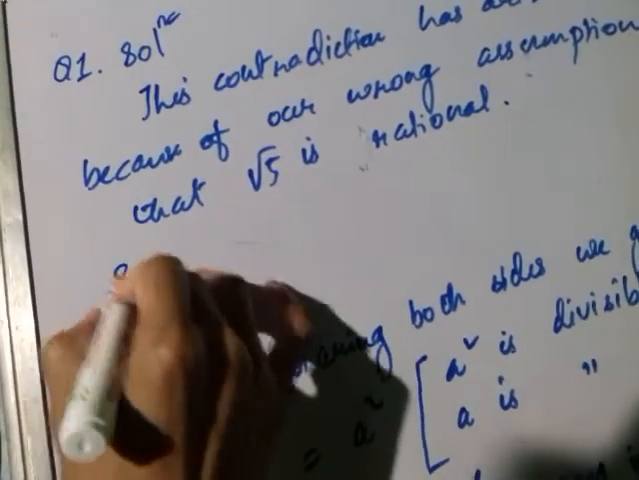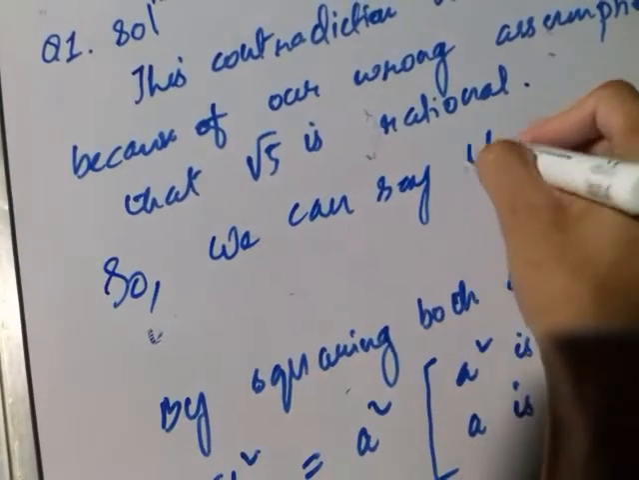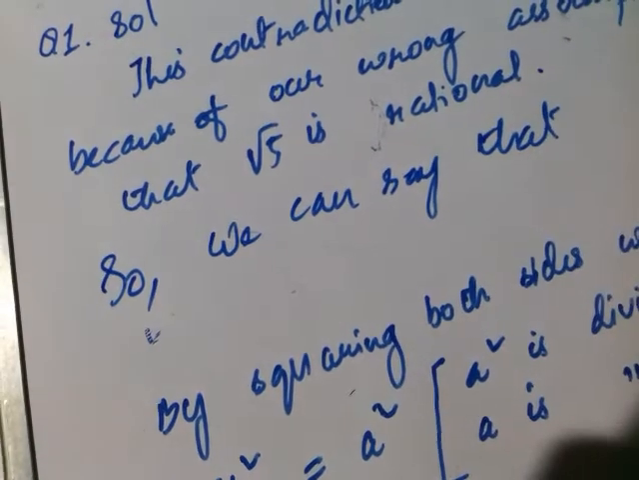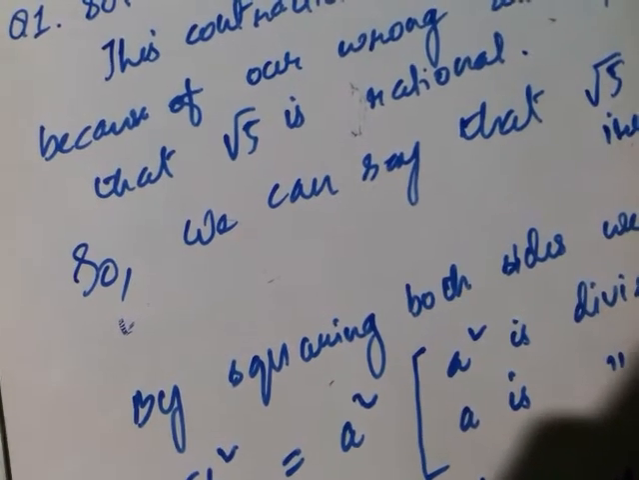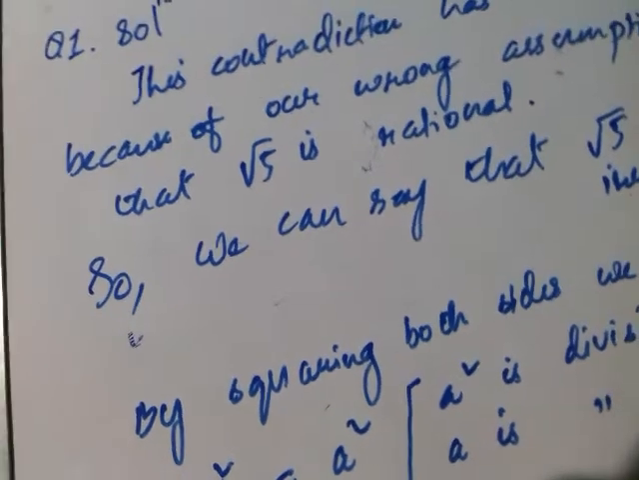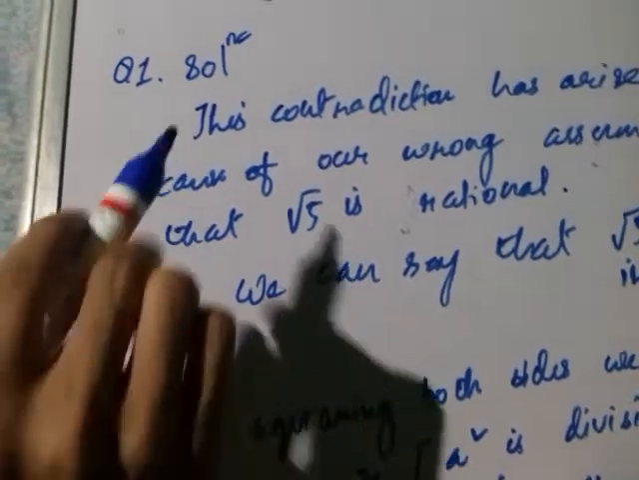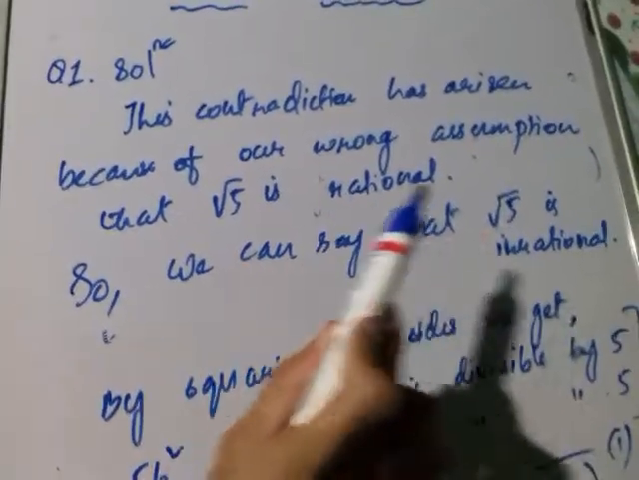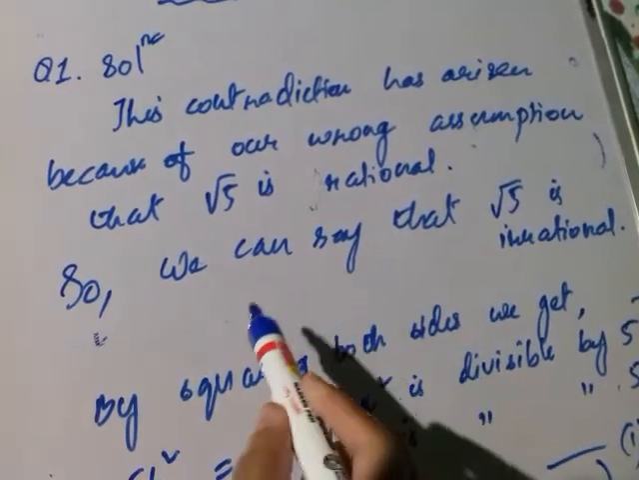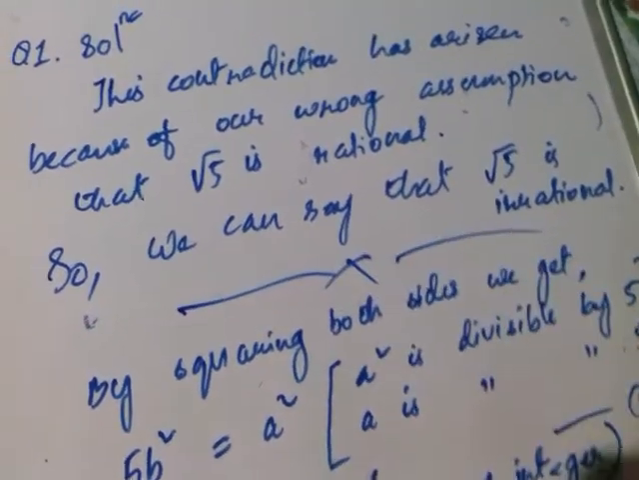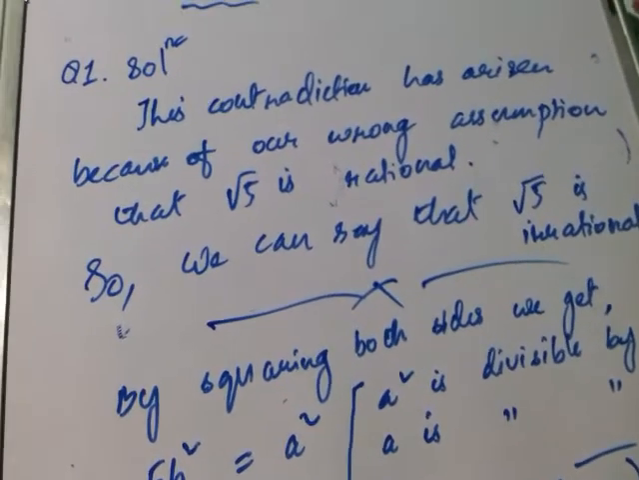So you will write here, so we can say that what? Root 5 is irrational. Okay, so we can say that what? Root 5 is irrational. You will write here like this: contradiction has arisen because of our wrong assumption that root 5 is rational, so we can say that root 5 is irrational. So up to this will be the answer. Okay, so this is exercise 1.3 question number 1 answer.